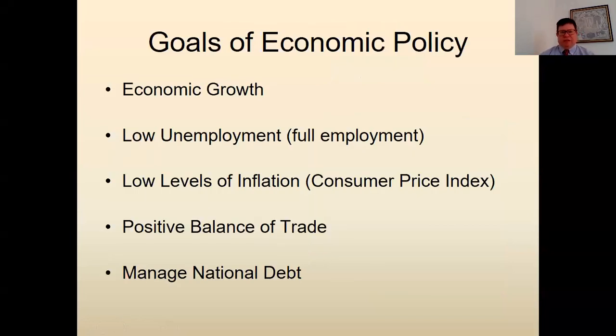So if we take a look at the goals of economic policy in the United States, we have five main goals for economic policy. Most of this is calculated by the federal government. So we've got economic growth, like gross domestic product. One of the goals is to have low unemployment. We'd like to have full employment, which is somewhere in the neighborhood of about 5%. Some economists now say about 4%.